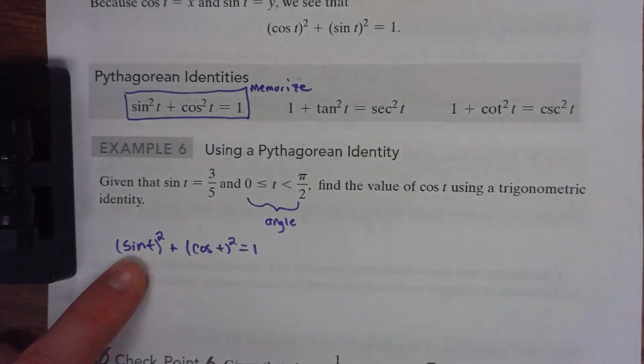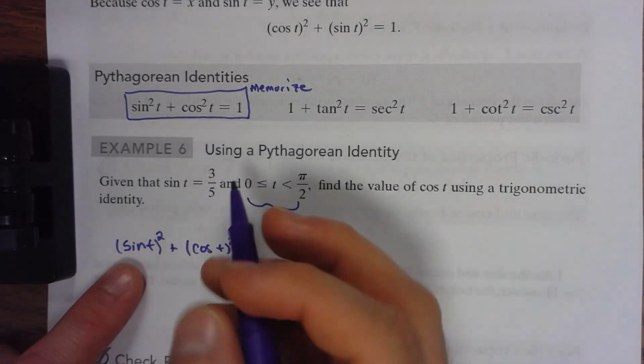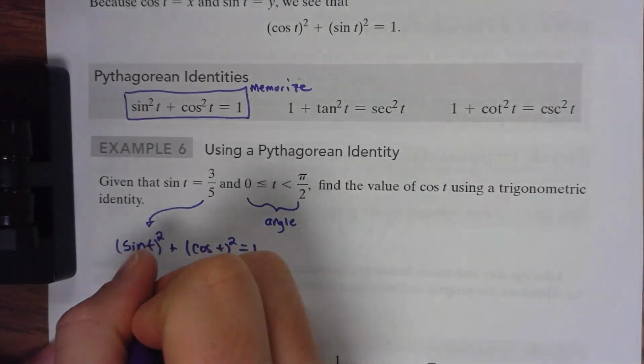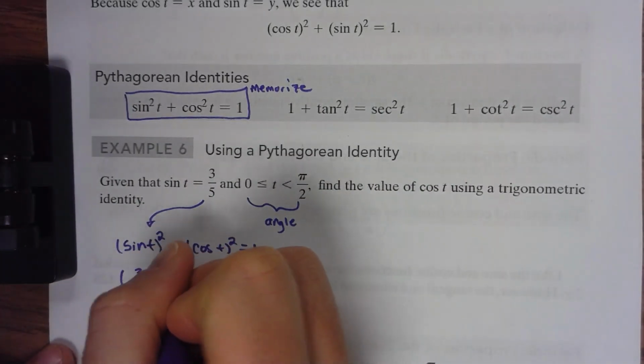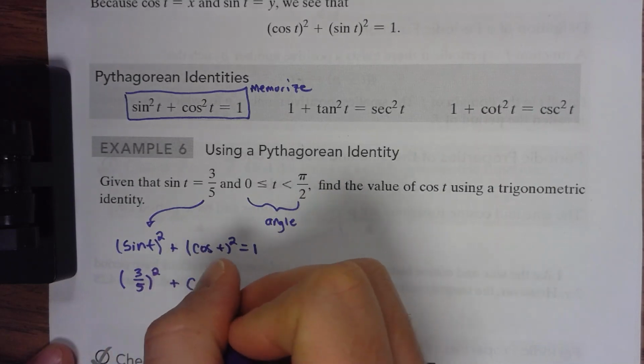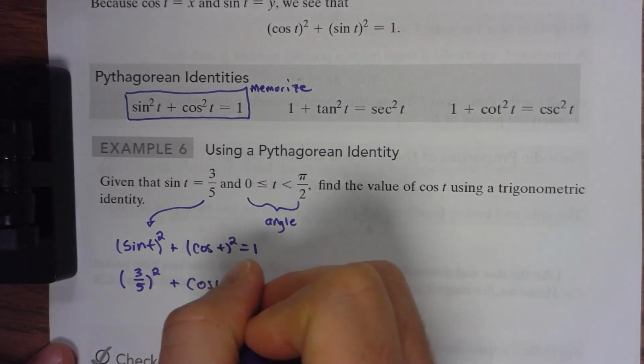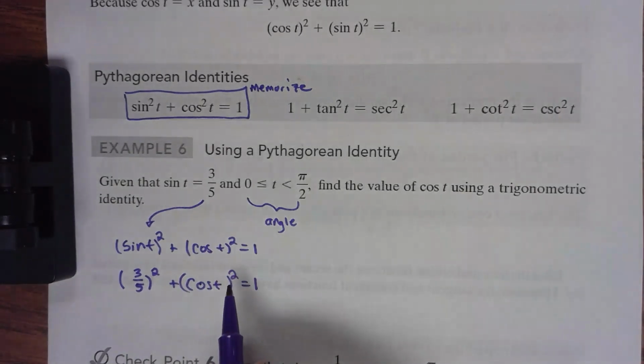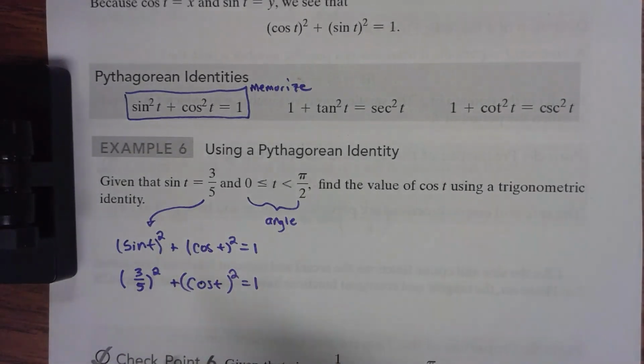Well, we already know what sine of t equals, right? Sine of t equals 3/5. So I don't even need to figure out what t is. I can just go ahead and square this. And then we have that cosine of t squared plus 3/5 squared is equal to 1. Well, we're trying to find what cosine of t is equal to. And so our goal is to get this cosine of t by itself.